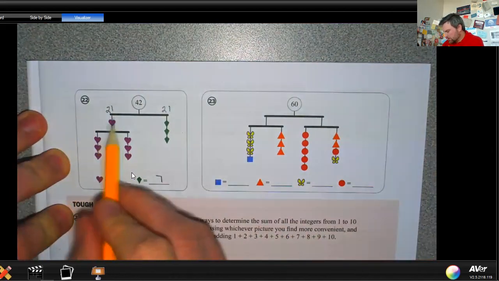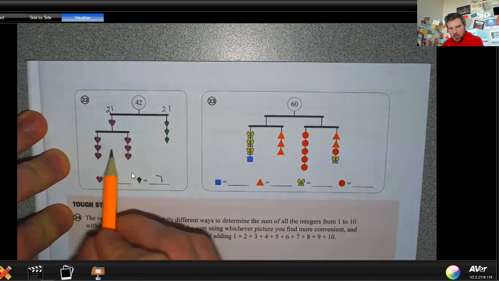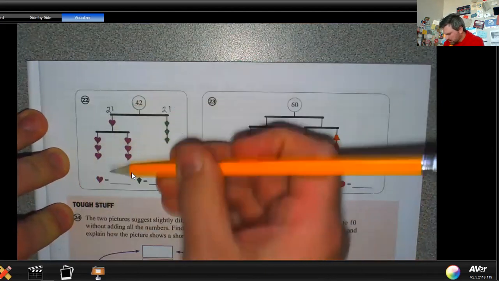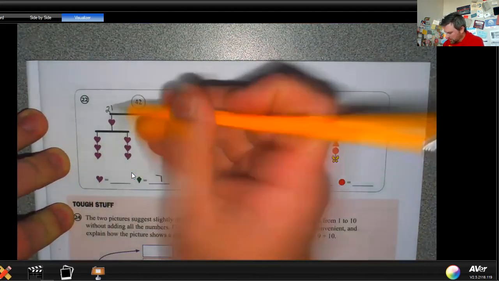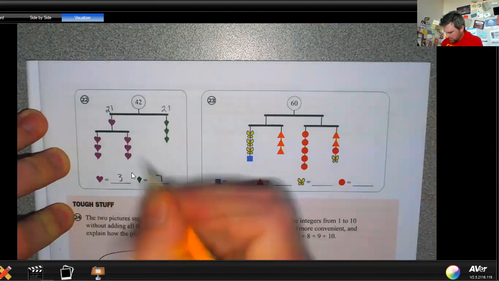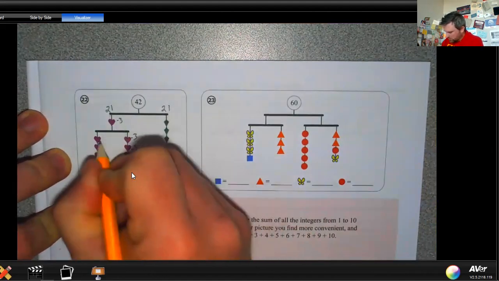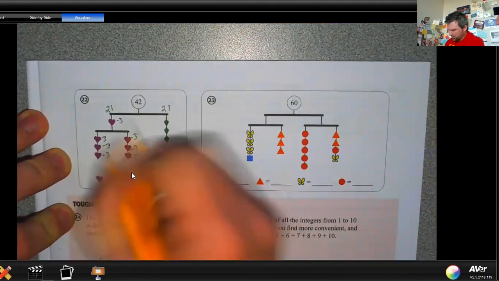And here it's a little tricky, but know that all of these are the same. Okay, I've got 7 hearts over here. So all 7 hearts are pulling on this side. So I'm going to take 21 divided by 7 and get 3. So if you take 3 to all of these, they're going to add up and give you your 21.